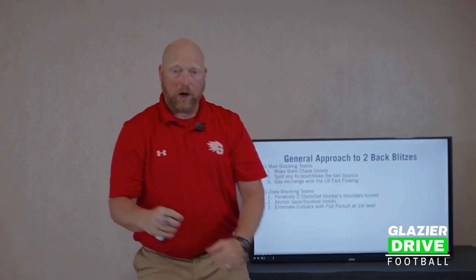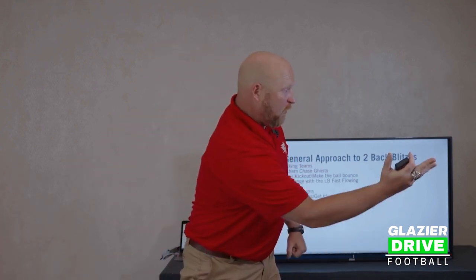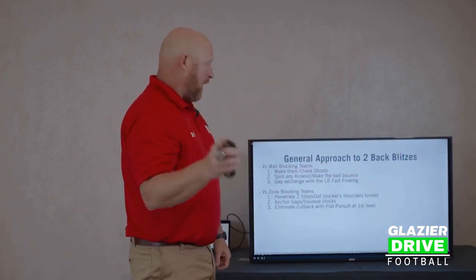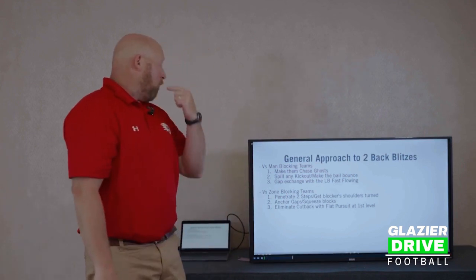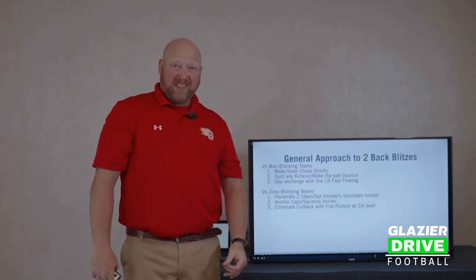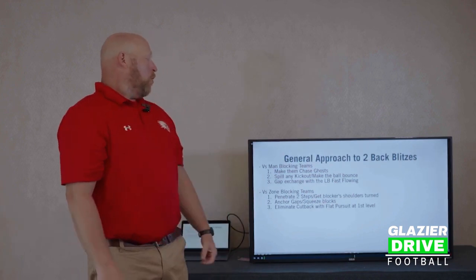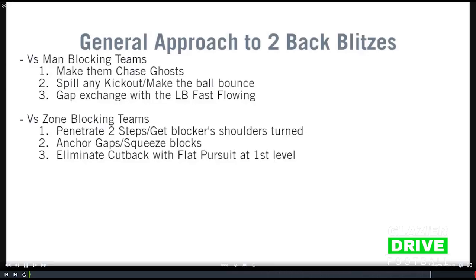If the ball is going away in a reach block type of scenario, he's going to be in the chase mode where he's chasing the heels of the offensive lineman in pursuit, not getting up the field. That's the key. Now, versus heavy personnel zone blocking teams, let's say 11, 12 personnel teams, we use these three approaches. Number one, we want to penetrate our gap two steps, get the blocker's shoulders turned.